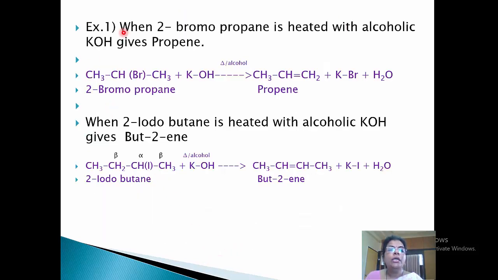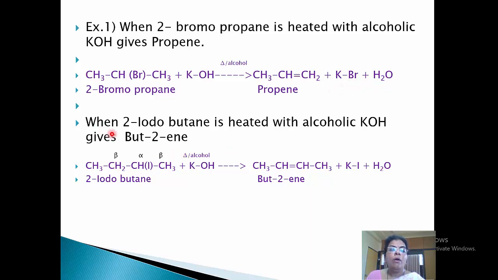Now we are going to see another example. First, when 2-bromopropane is heated with alcoholic KOH, it gives propene. Look here, this is 2-bromopropane. This carbon atom is the second carbon atom from both sides, and it is bonded to bromine. Therefore it is 2-bromopropane. There are three carbon atoms, therefore it is propane, 2-bromopropane, that is CH3CHBrCH3. When it is heated with alcoholic KOH it gives propene, that is CH3CH=CH2 plus KBr plus H2O.